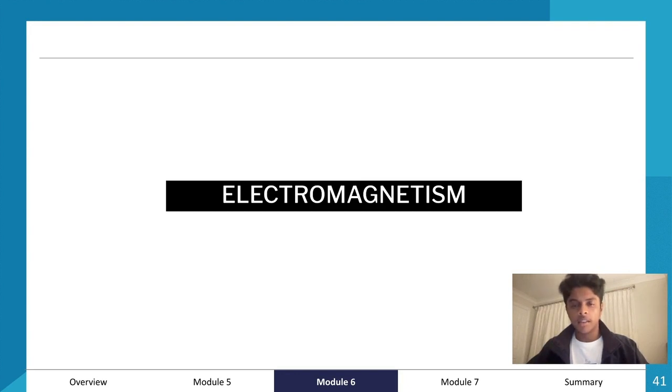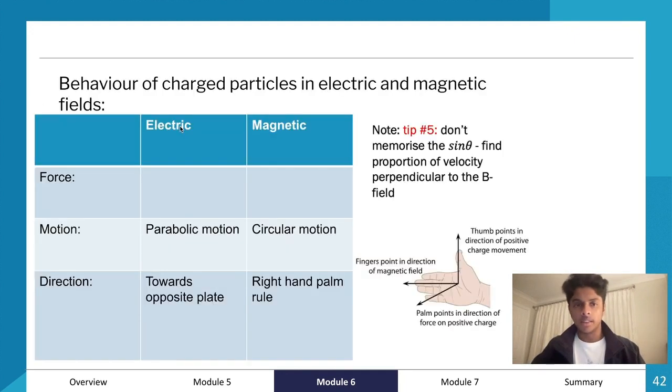Quick summary. Now that we've covered module 5, we can move on to module 6. We'll start with electromagnetism: the behavior of charged particles in electric and magnetic fields. In terms of force, there's not much difference. They will both generate force, but they will generate different types of motion. Electric fields will generate parabolic motion, whereas magnetic fields will display circular motion.